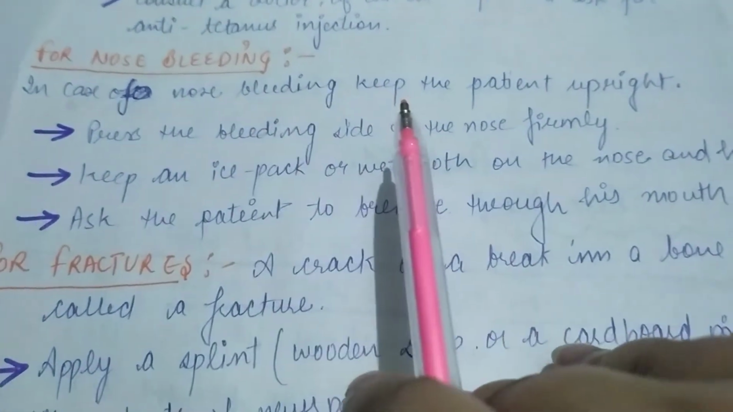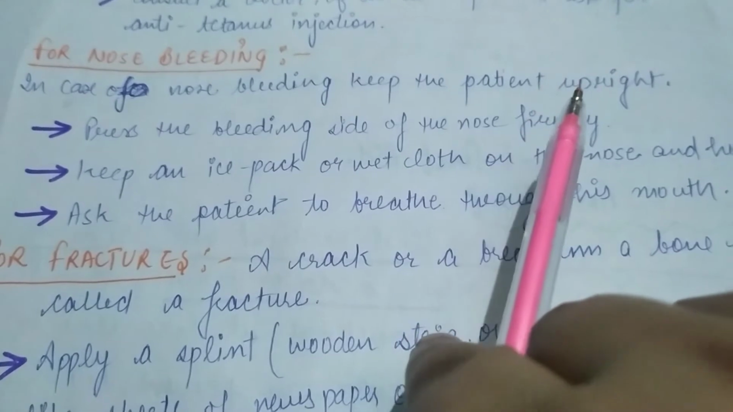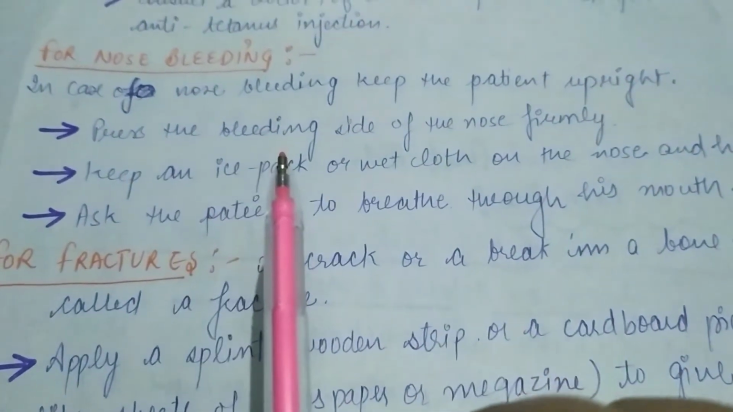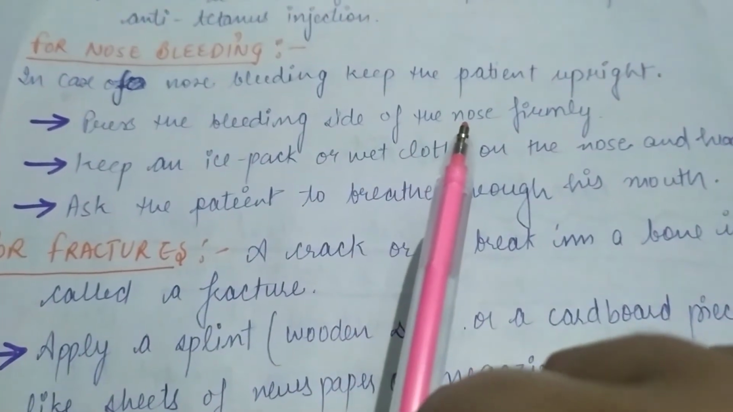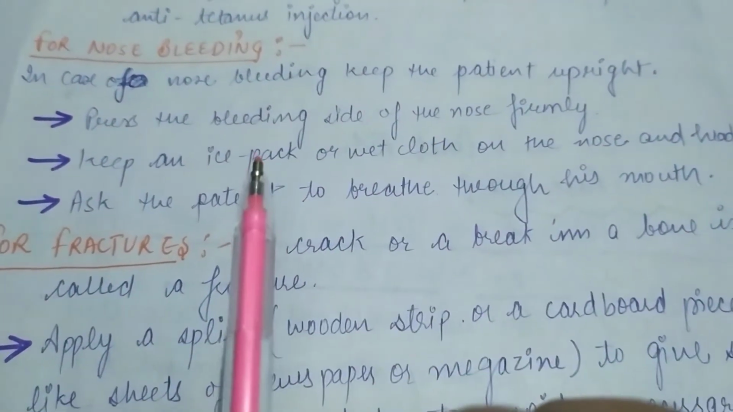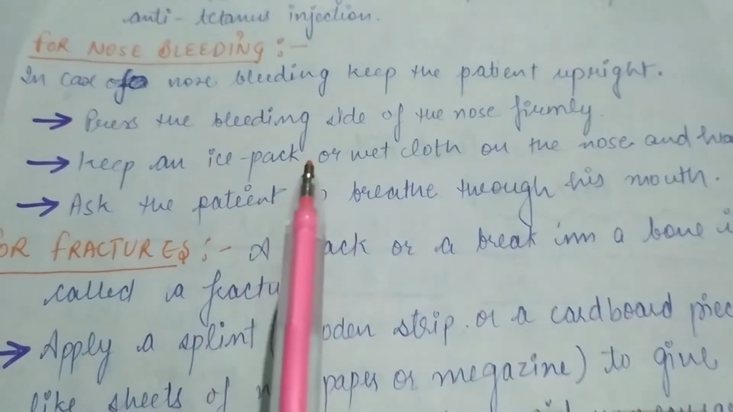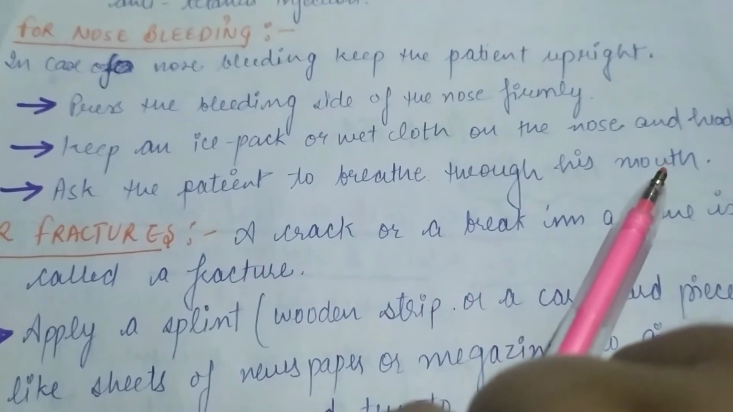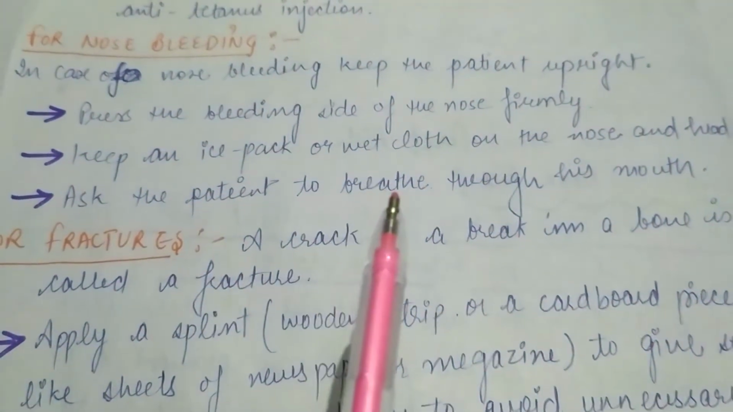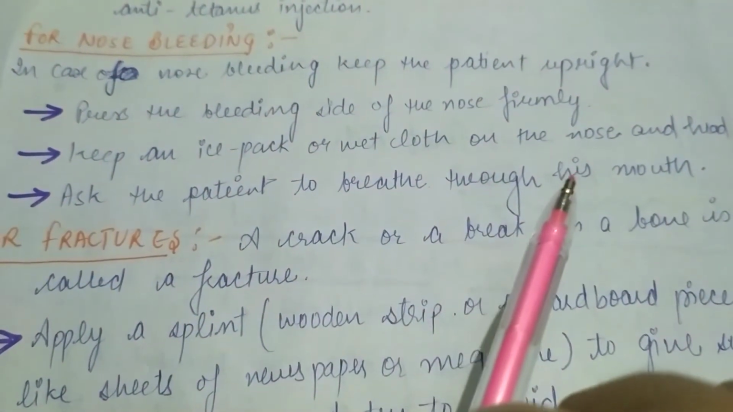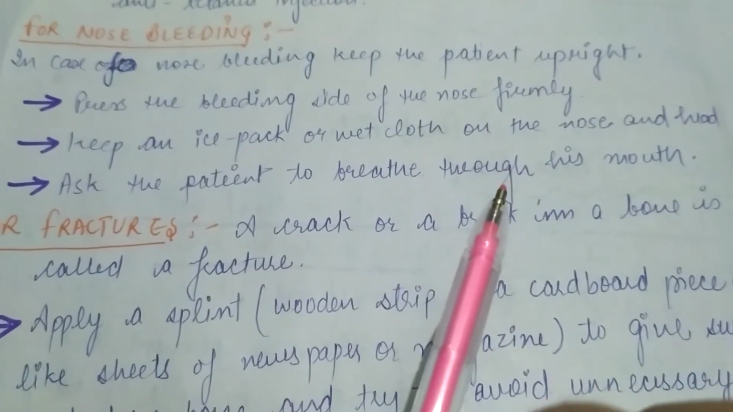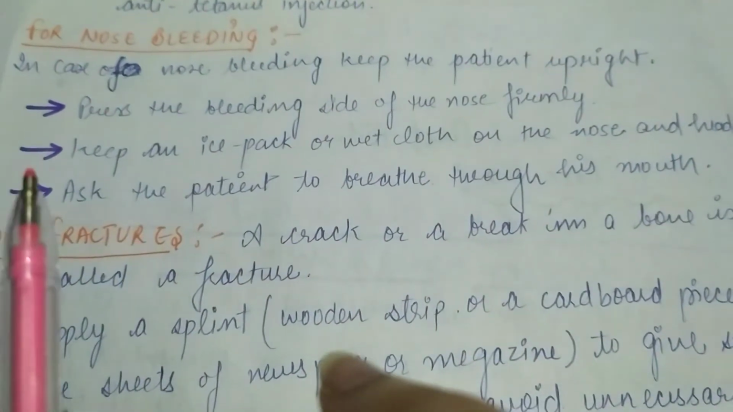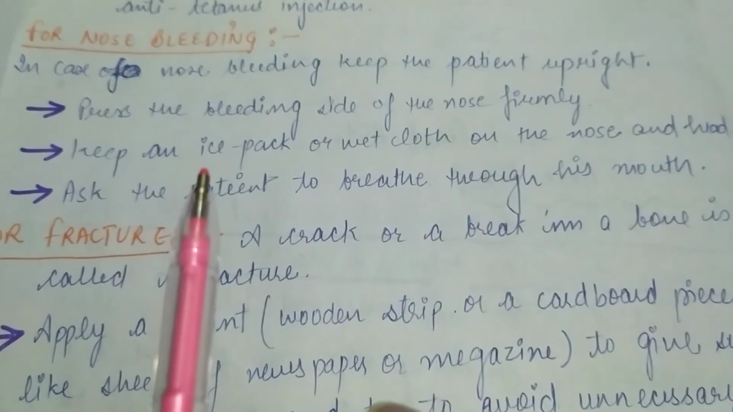Now in case of nose bleeding, firstly keep the patient upright. Then press the bleeding side of the nose firmly. Then what you can do else? Keep an ice pack or wet cloth on the nose and head. Ask the patient to breathe through his mouth and not through the nose. So this type of first aid will help the patient to get relieved.